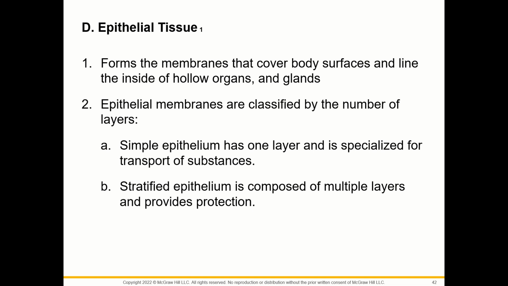All right, epithelial tissue. Epithelial tissue forms the membranes that cover body surfaces and line the insides of hollow organs and glands. Epithelial membranes are classified by their number of layers. We have simple epithelium with one layer, and it's specialized for transport of substances. We have stratified epithelium composed of multiple layers, and these multiple layers provide protection. So we have transport and protection offered by epithelial tissue, as well as numerous other things that we'll discuss.